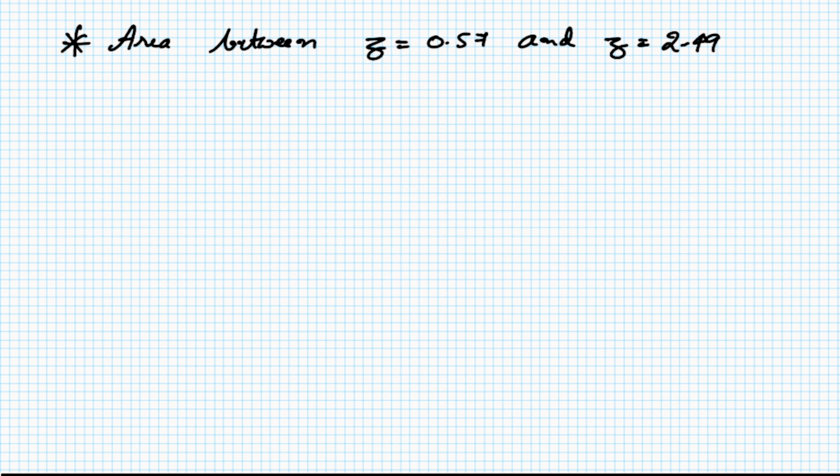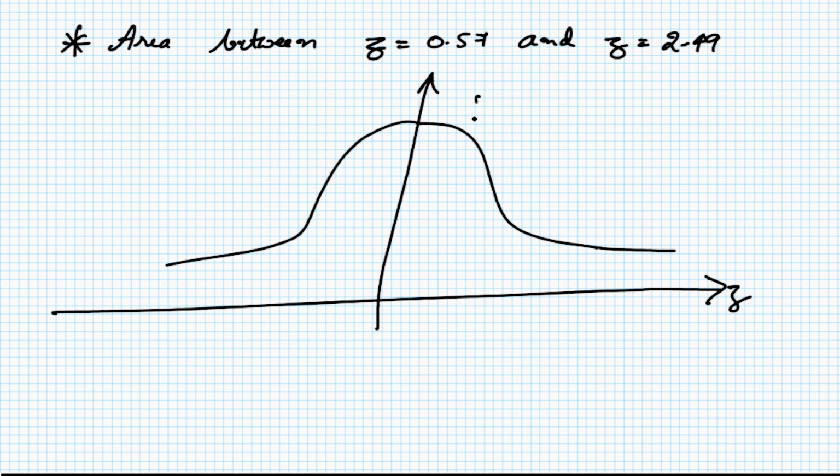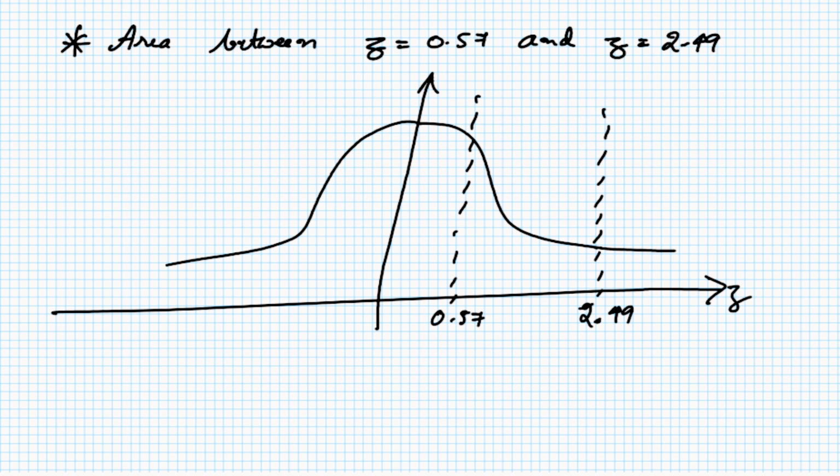So this is the Z, this is phi of Z, some curve like this. Now we are more concentrated on the right side. Let me say that this is the starting point, Z equal to 0.57. And the next part is this one, so let me assume that it is 2.49. It's positive, not negative, 2.49. Now the question is to find this area, which is in the red color.